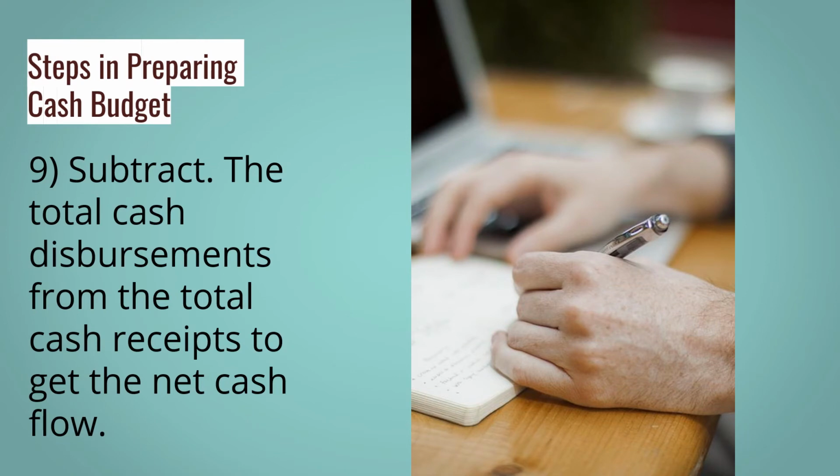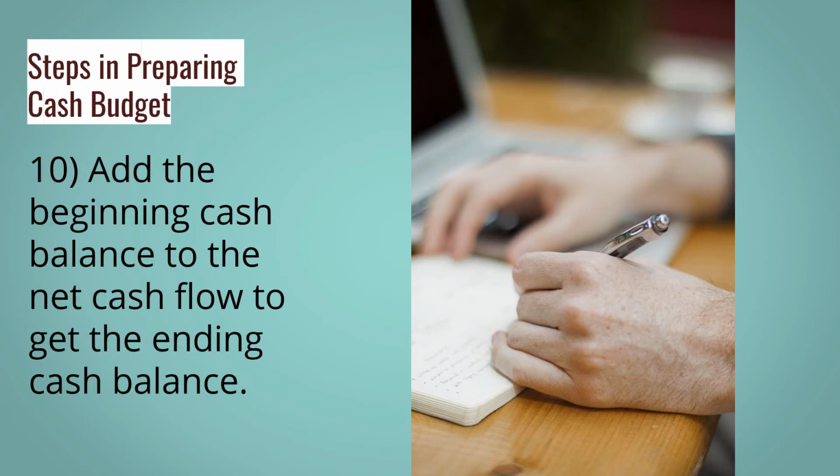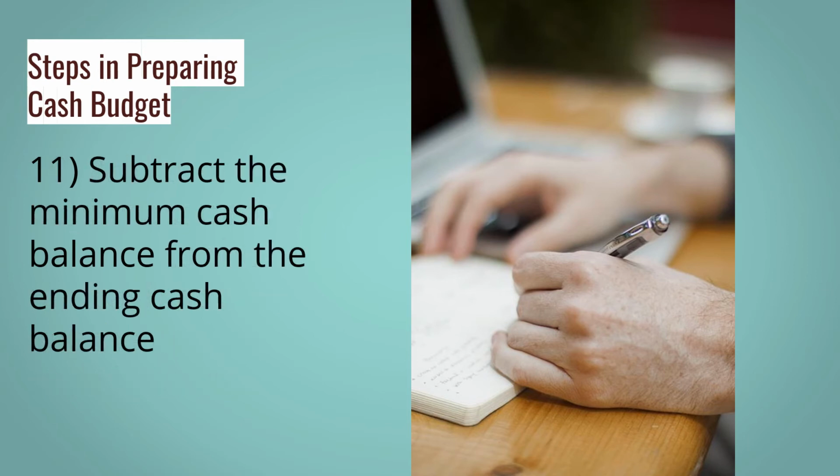The last part of preparing the cash budget is to identify if you'll have an excess cash balance or you'll have a required total financing. So step number 9 is to subtract the total cash disbursements from the total cash receipts to get the net cash flow. Next, add the beginning cash balance to the net cash flow to get the ending balance. The ending cash balance of the previous month is the beginning cash balance of the following month. Okay, and then last, subtract the minimum cash balance from the ending cash balance.